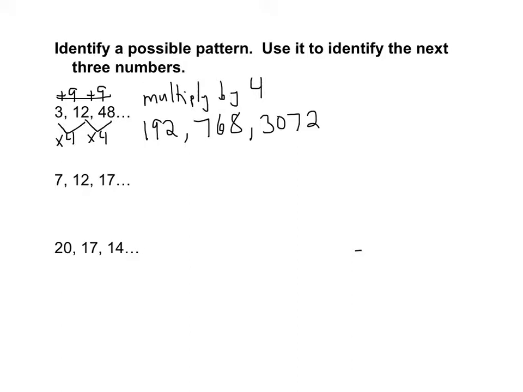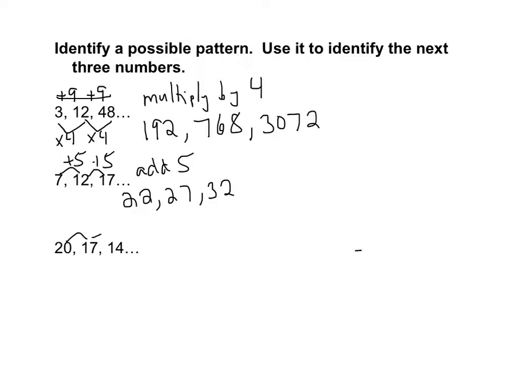So from 7 to 12, we're adding 5, and from 12 to 17, we're also adding 5. So our pattern would be to add 5. So if we do 17 plus 5, our next number would be 22. Plus 5 would be 27. And plus 5 again would be 32.